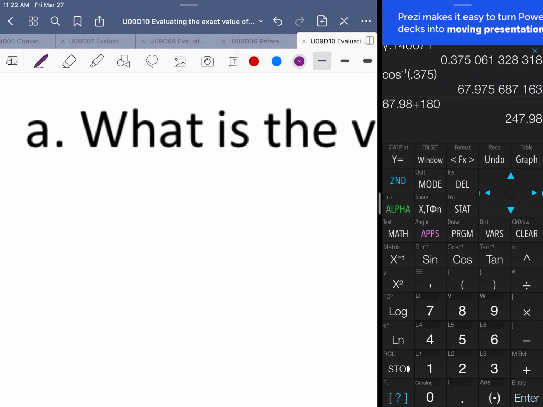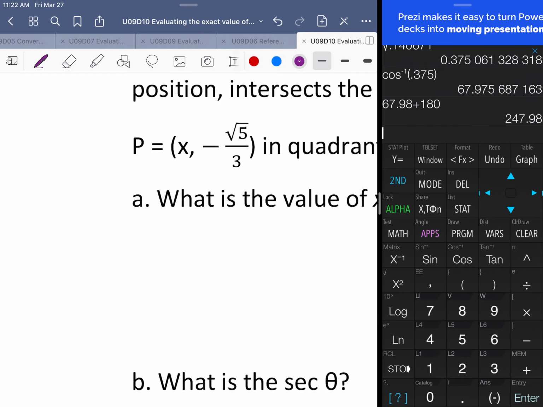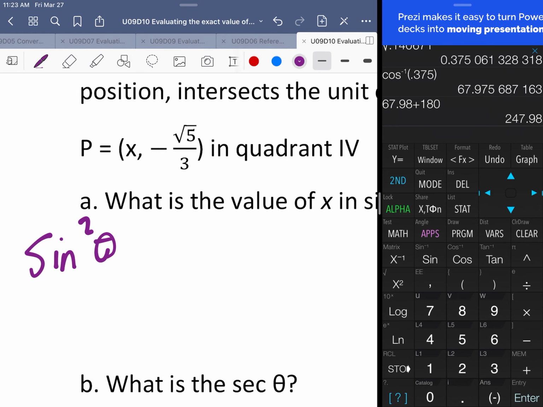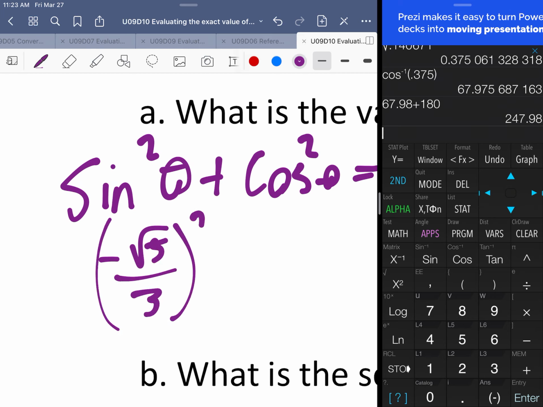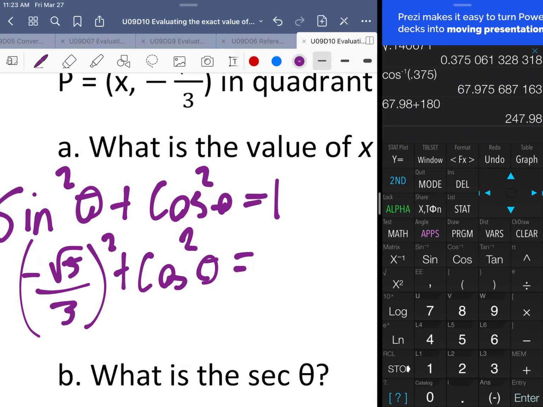So we're going to use the Pythagorean identity to figure out what that is. So we have the y value, so that's sine. So sine square theta plus cosine square theta equals 1. We know what our sine is, so we're going to make that negative radical 5 over 3 squared plus cosine square theta equals 1.